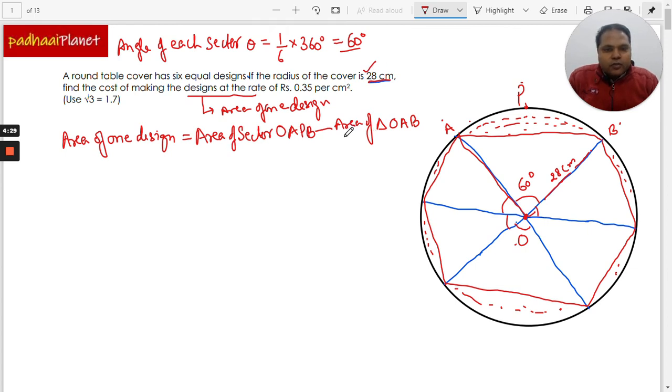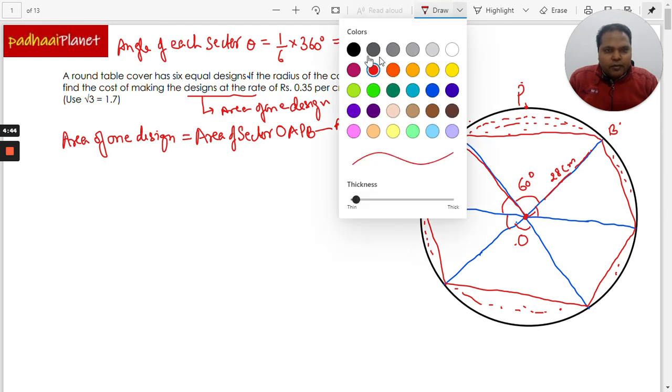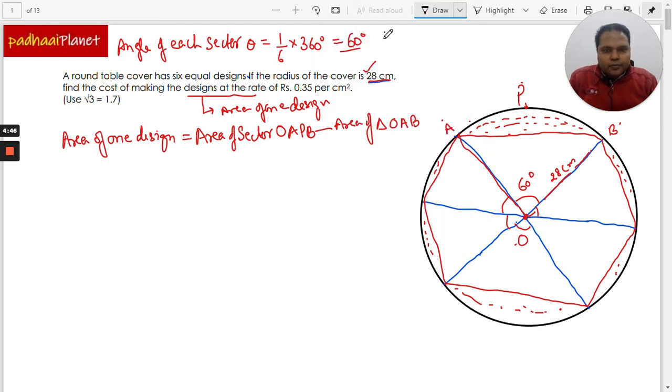First, let's also try and find out the area of the triangle. Suppose this is the triangle we are talking about, OAB. Now we already know that the area of any triangle is equal to half into base into height, and in this case we don't know the base, which is AB, and we also don't know the height, right? So let's find that out.